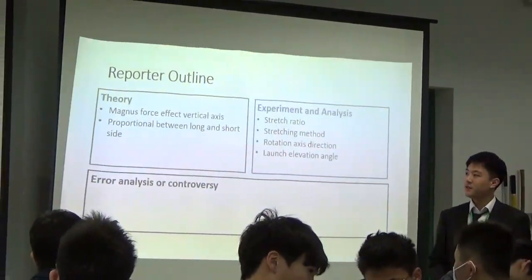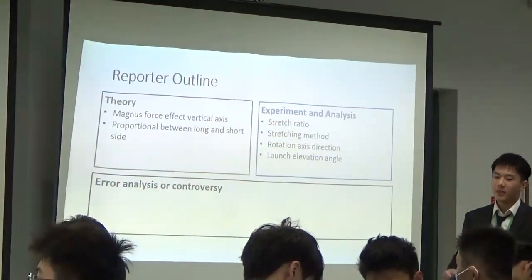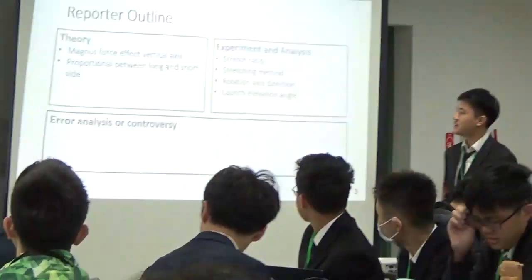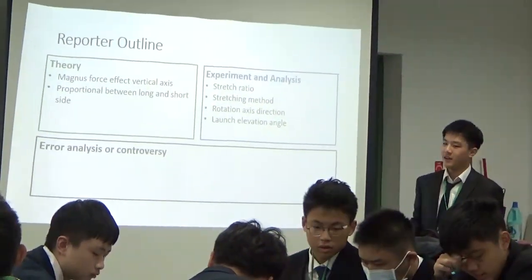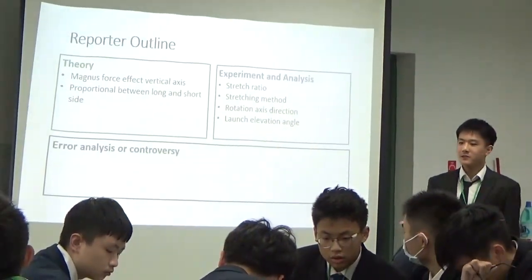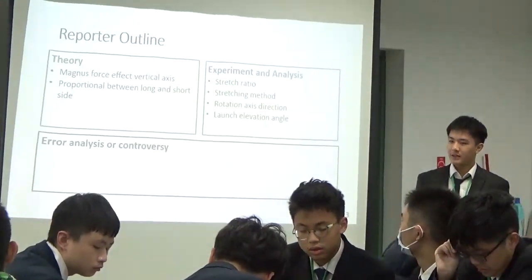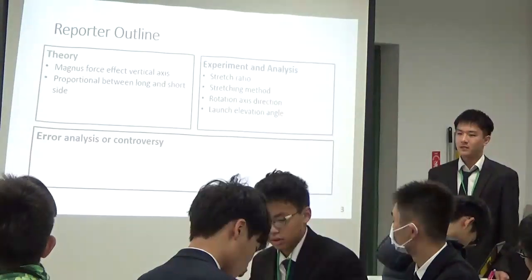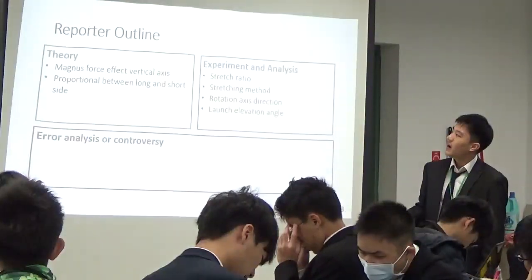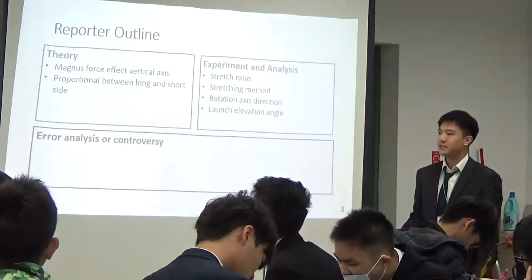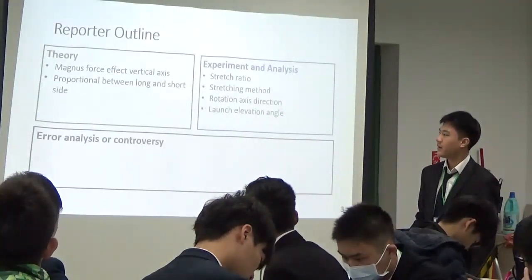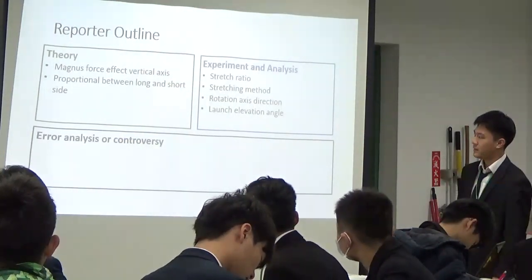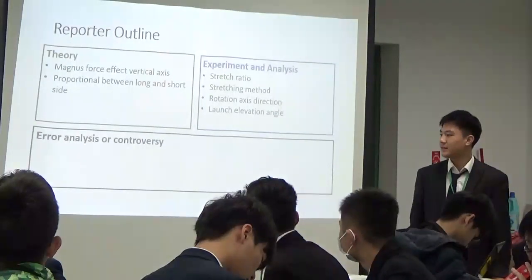He used the Magnus force effect to explain the curve of his rubber band and also the vertical axis of the spin. He also used some formulas to explain the proportion between the long and short sides of the rubber band. His experiments consist of stretch ratio, the stretch method, the rotation axis direction, and the launch elevation angle. However, he did not have any error analysis.